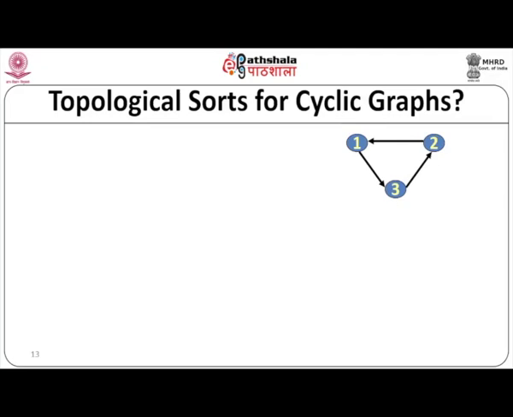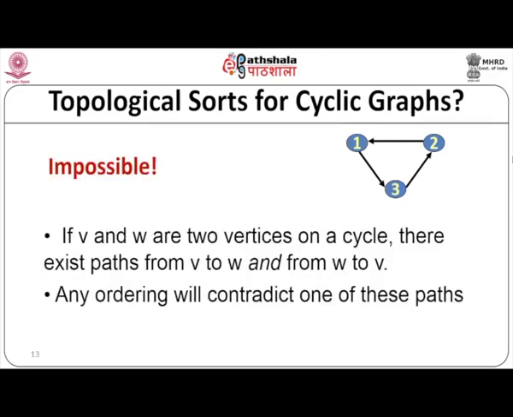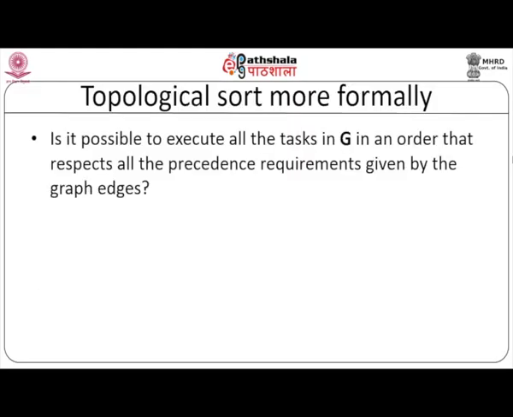Is topological sort defined for cyclic graphs? No, it is impossible, because if V and W are two vertices on a cycle, there exist paths from V to W and from W to V. So, which do you place first? There is a contradiction. Any ordering that you do, for example 1, 3, 2, but for you to do 1 you need to do 2, but for you to do 2 you should finish 1, 3 and so on. So, this will contradict one of the paths, and so topological ordering for cyclic graphs is not possible, it is possible only for DAGs.